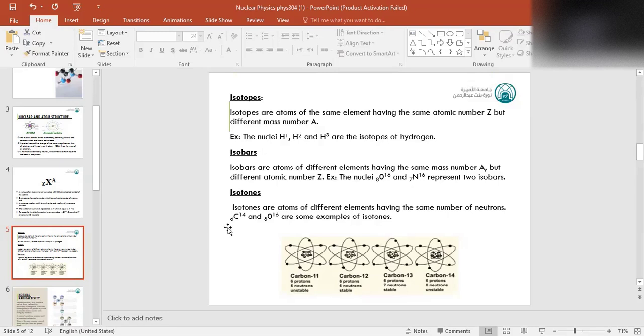The last one is isotones. The isotones are atoms of different elements having the same number of neutrons, but different Z number and mass number, like carbon 6 14 and oxygen 8 16. These two atoms have different numbers of protons, different mass numbers, but the same number of neutrons.